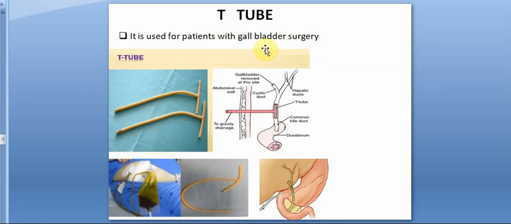Next is a special type of drain, the T-tube. I have already told you about the T-tube. It is commonly used after gallbladder surgeries. It is in the shape of a T, which is why it is referred to as a T-tube.